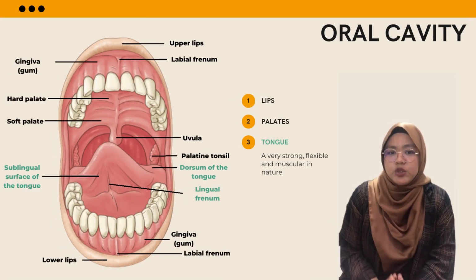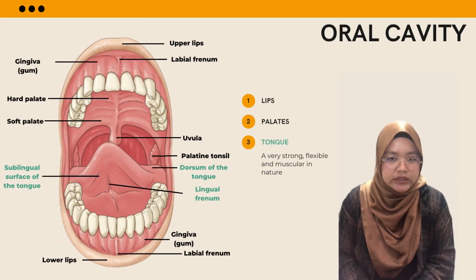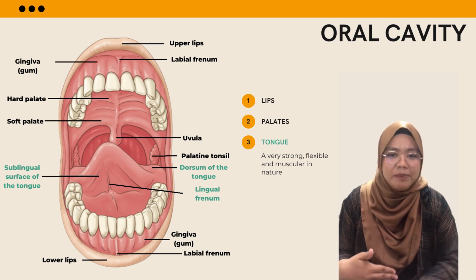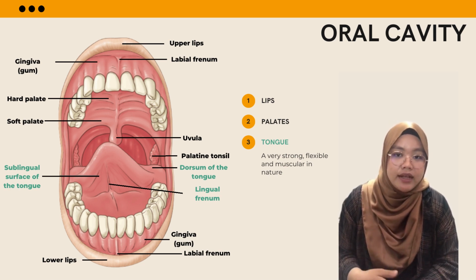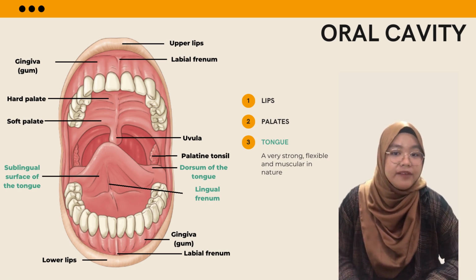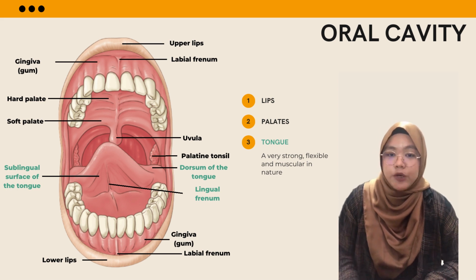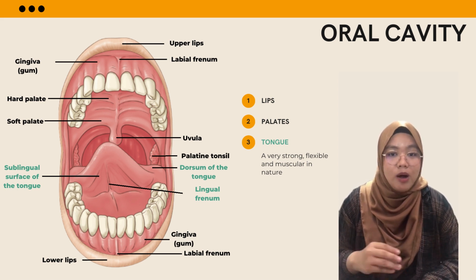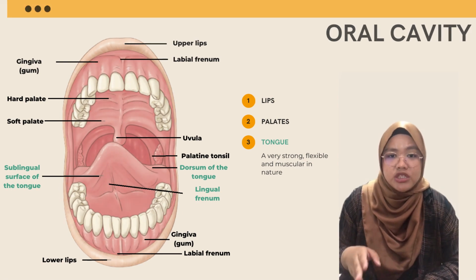The tongue is very strong, flexible, and muscular. The upper surface of the tongue, called the dorsum, is covered with papillae which contain taste buds. The sublingual surface of the tongue is covered with delicate, highly vascular tissue. The lingual frenum is the band of tissue attaching the tongue to the mouth floor. It limits the motion of the tongue.